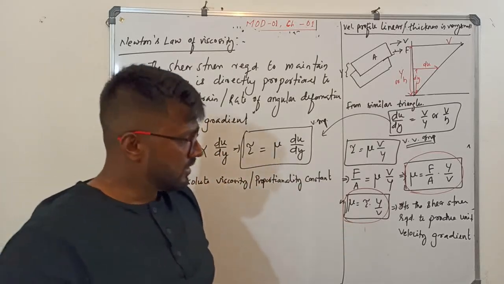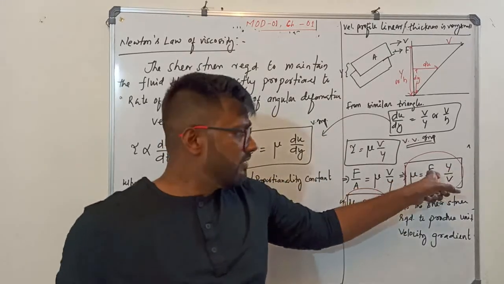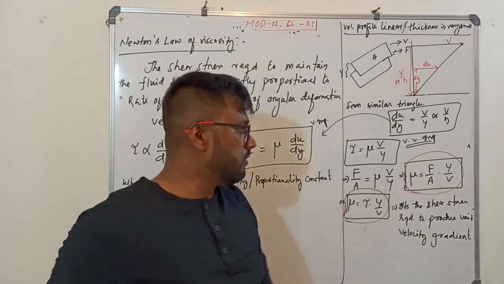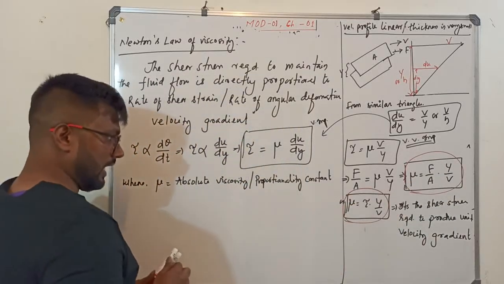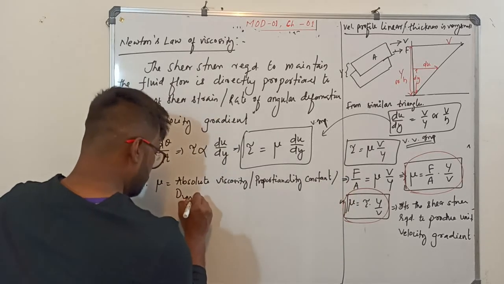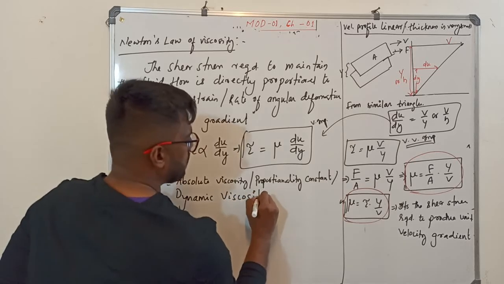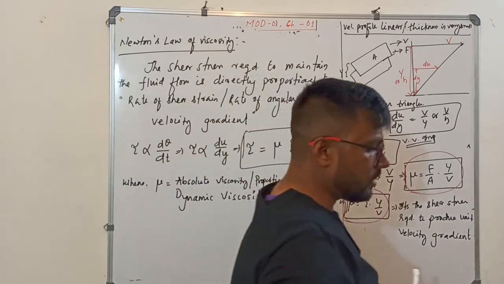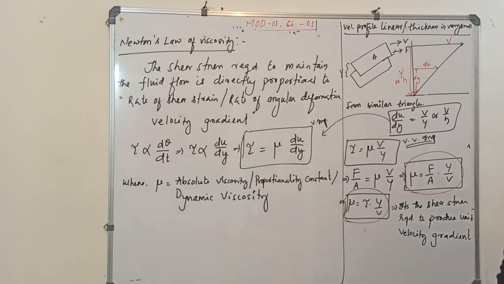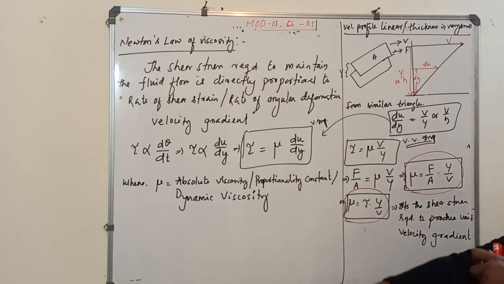So now you know mu is in terms of force. Yes or no? We are defining the viscosity in terms of force. Hence, because we are defining this in terms of force, we also call it what? Dynamic viscosity. As we define it in terms of forces, this absolute viscosity, or the proportionality constant, or the viscosity constant, is also known as your dynamic viscosity.